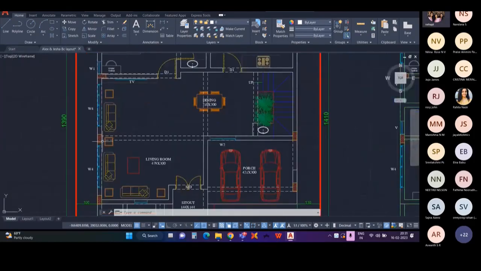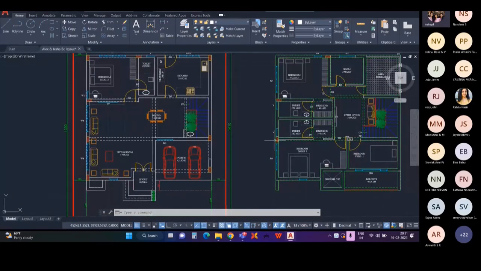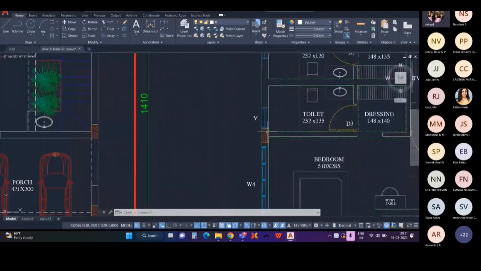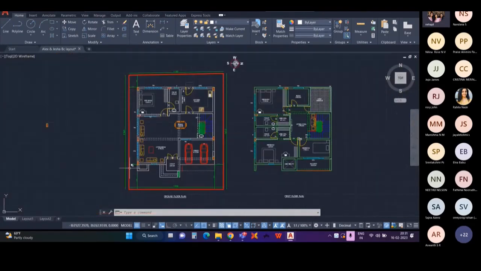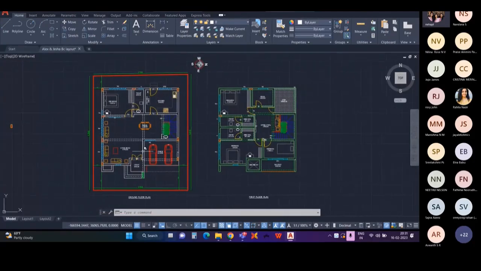So here I have shifted the column a little bit so that the column is fully inside the wall and it is not coinciding with the ventilation. So this side is also completed. So this side and this side is completed. So now let's look at this next portion.